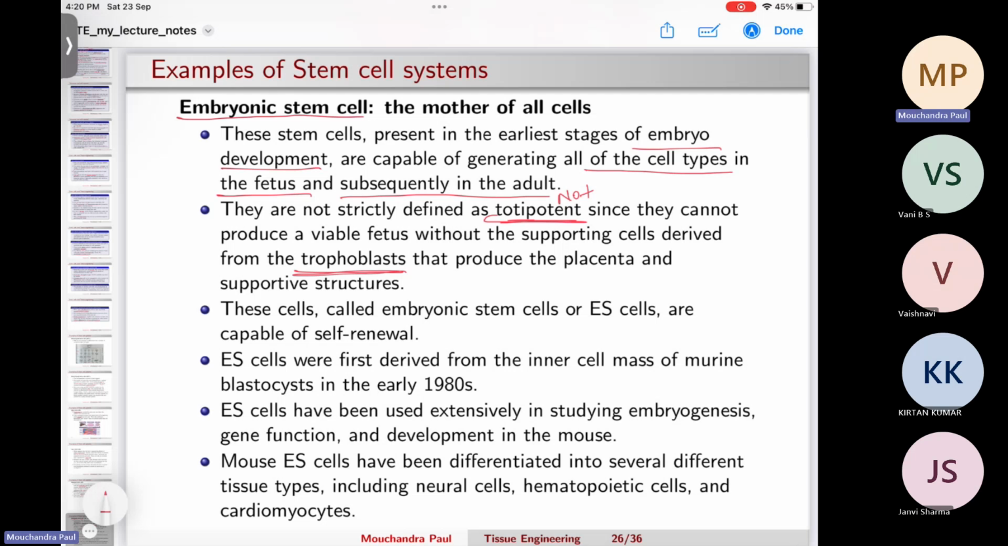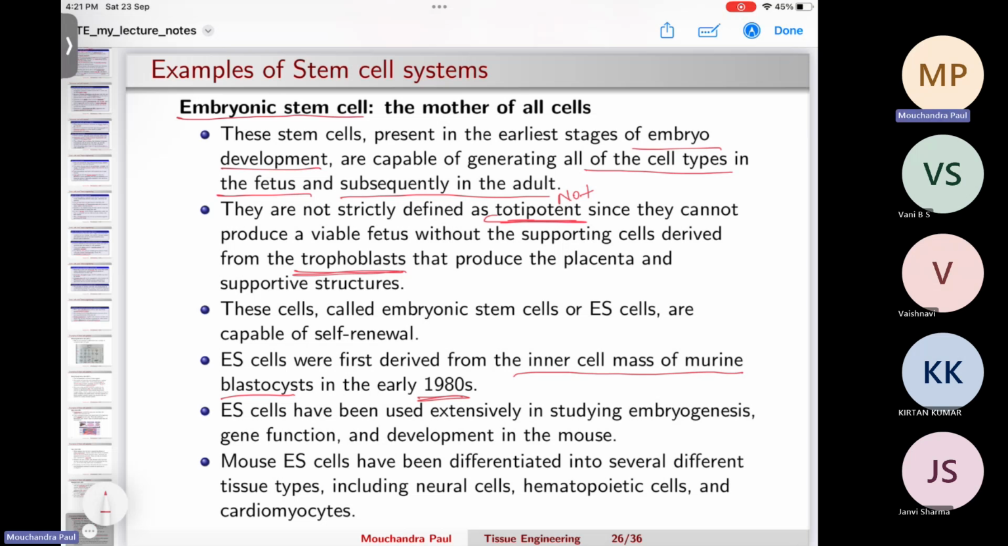The first time, in the early 1980s, they isolated the embryonic stem cells, and from where did they do it? From the inner cell mass of the murine blastocyst. So in the mice model, people usually do this. From the fertilized embryo, it was allowed to divide into a certain cell number to become a blastocyst, and from that blastocyst, in the early 1980s, they derived the embryonic stem cells.